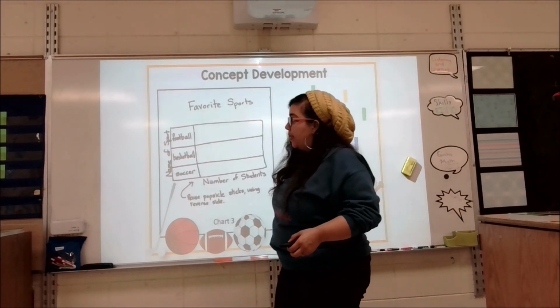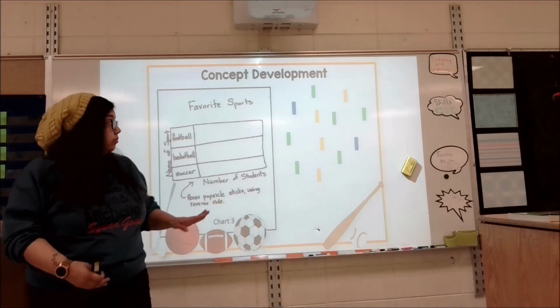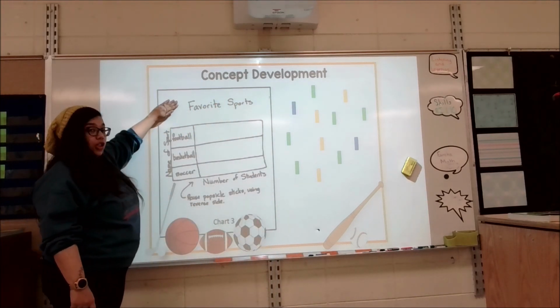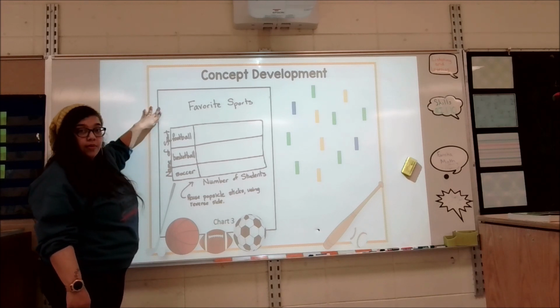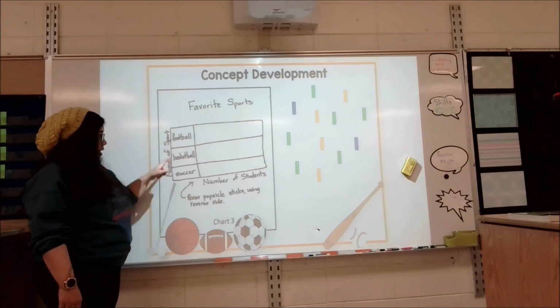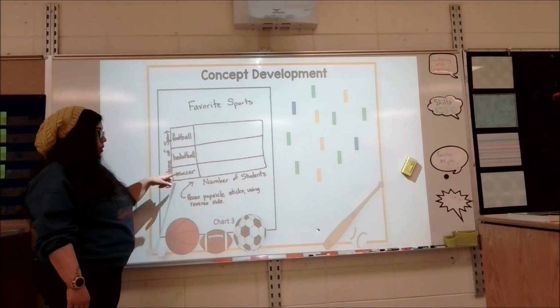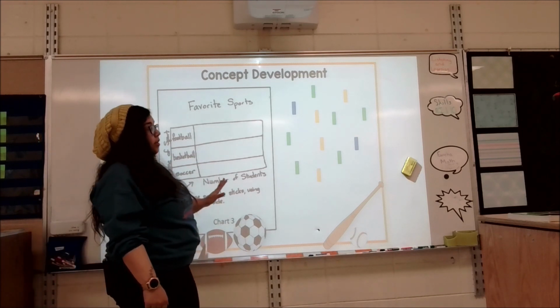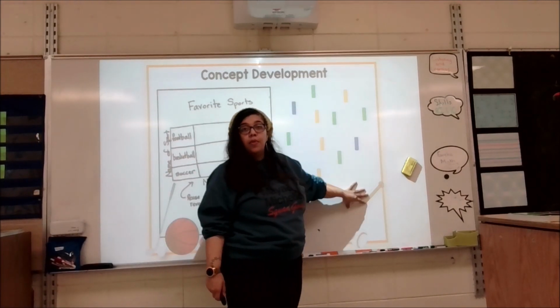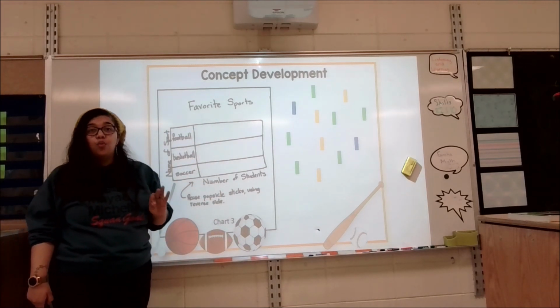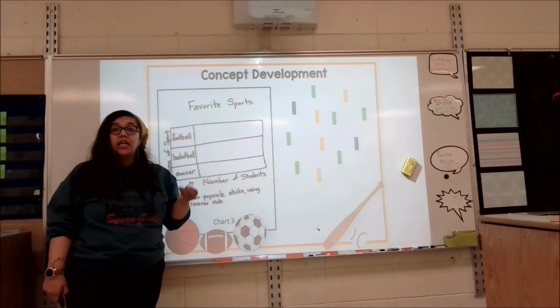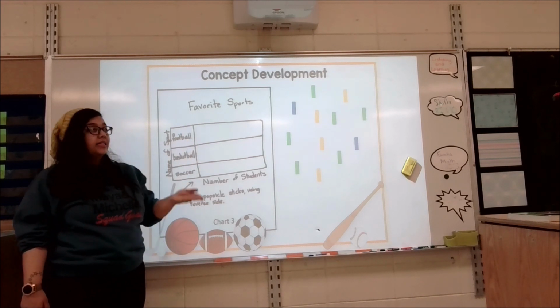So, what we've done here is we made a chart saying the question we're asking, favorite sports, and we have the name of each sport that was an option. Their options were football, basketball, and soccer. So these are the votes based on the options, football, basketball, and soccer. So let's organize this information in a way that we can gather meaning. We can interpret what it's telling us.